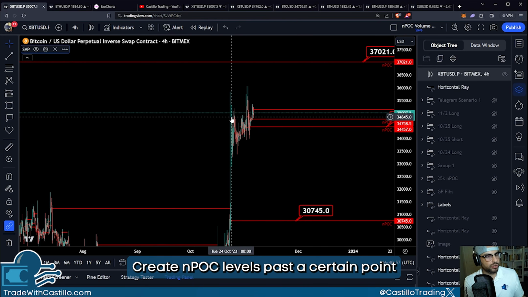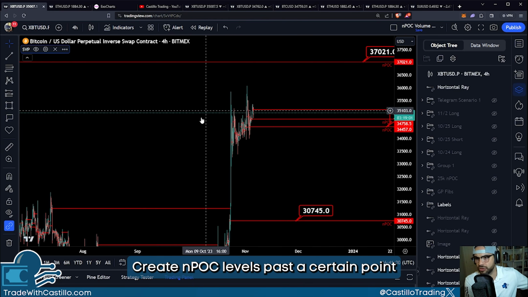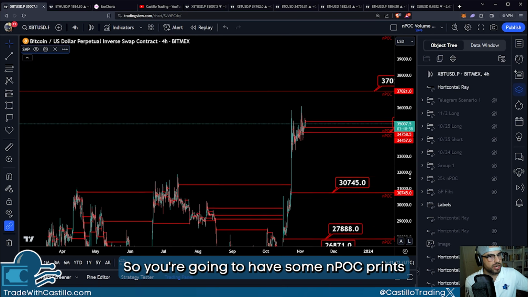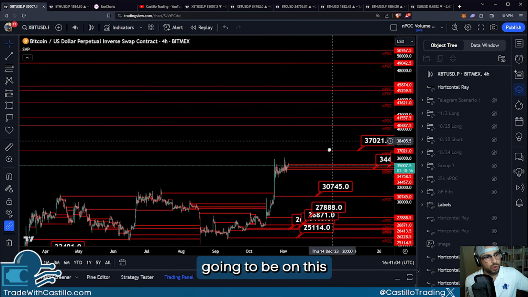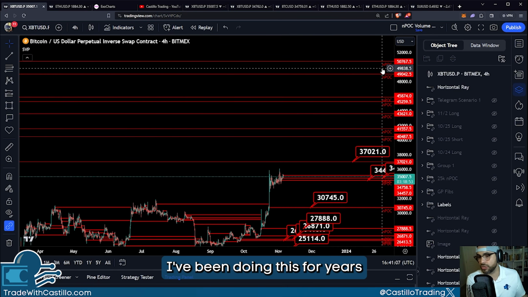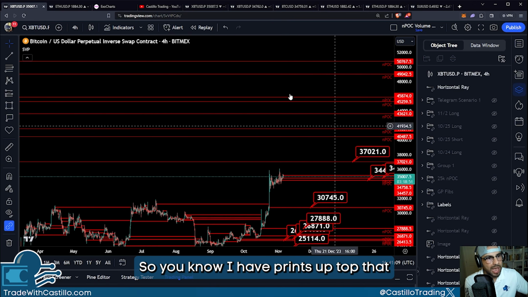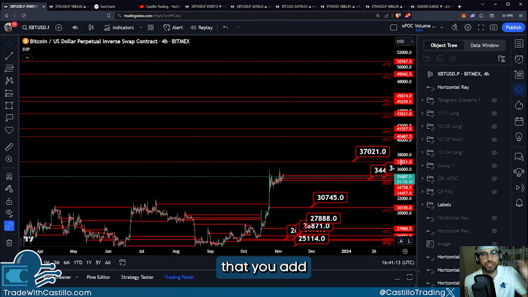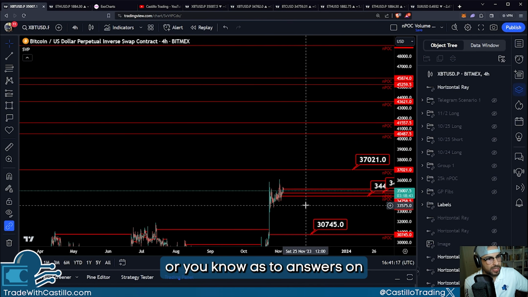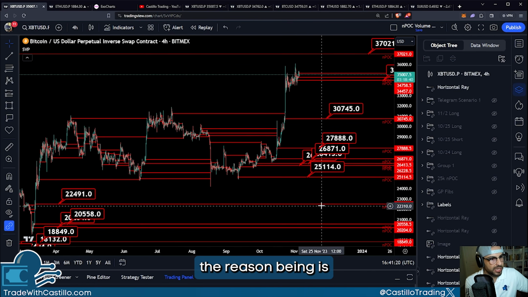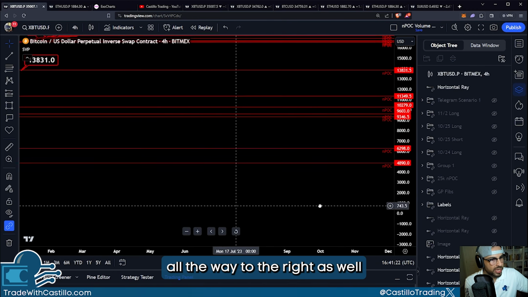It doesn't create nPOC levels past a certain point. I'm not exactly sure, so you're going to have some nPOC prints that aren't going to be on this. I've been doing this and mapping them for years, so I have prints up top that the indicator you add will not find. If you have any questions or want answers on some of these, the reason being is we have nPOCs all the way to the right as well.